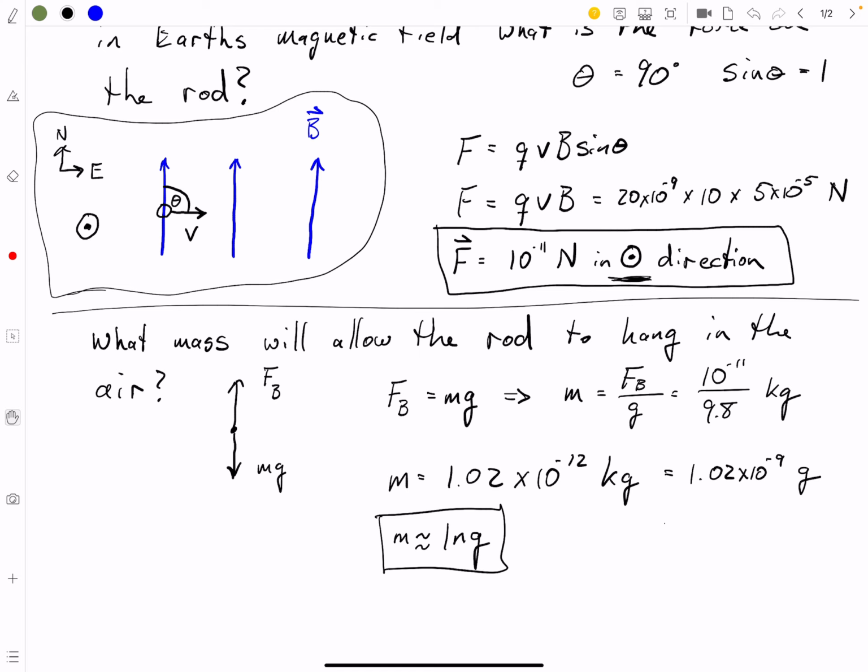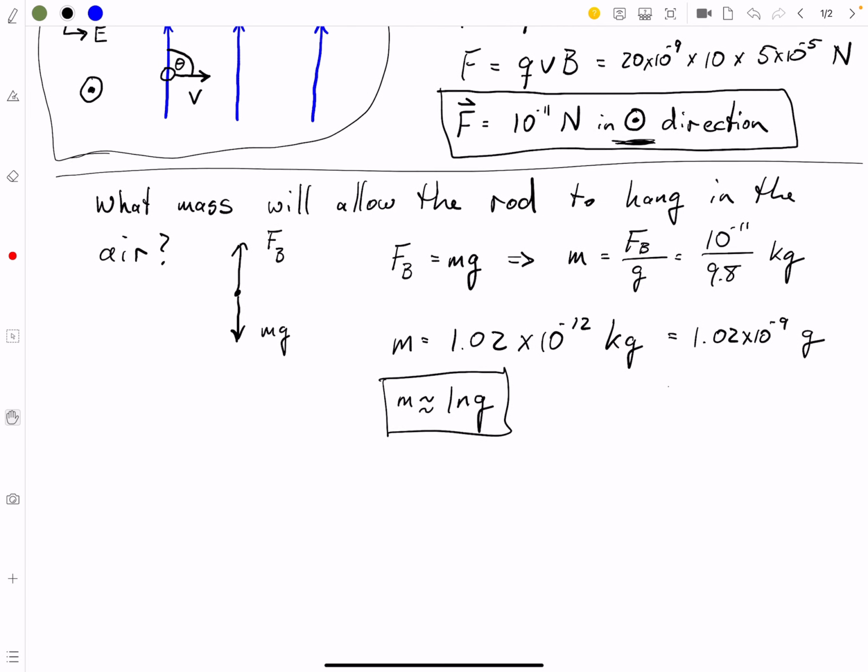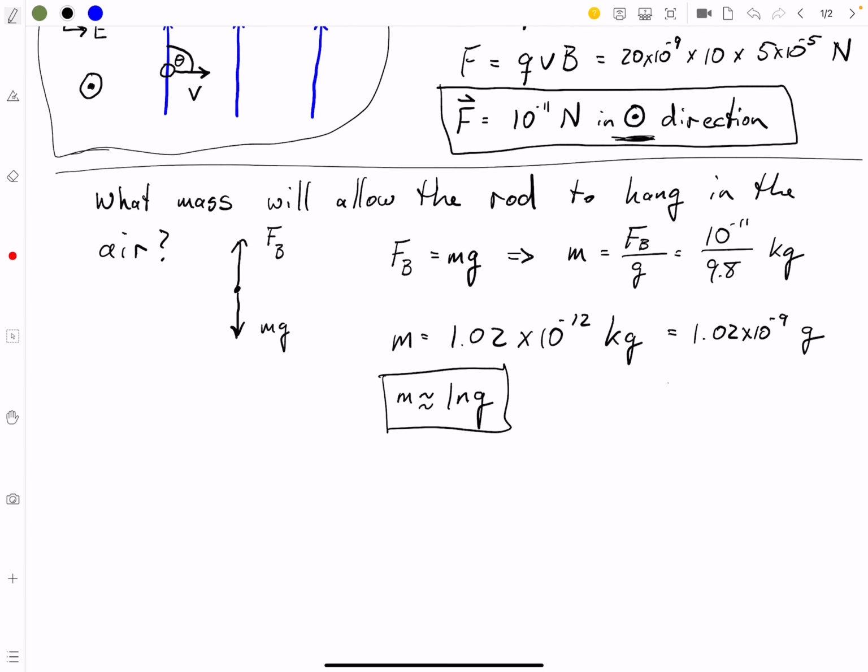If you want to compare what a real glass rod weighs to this, we can do it. The mass of a glass rod is roughly 50 grams. Let's work with kilograms. So the mass of a glass rod is around 0.05 kilograms.